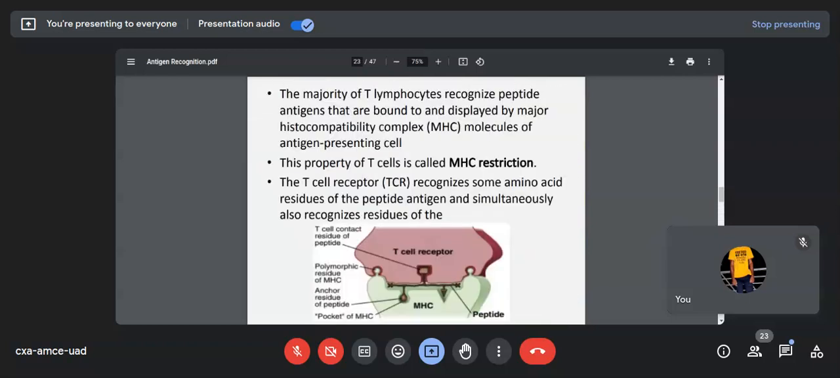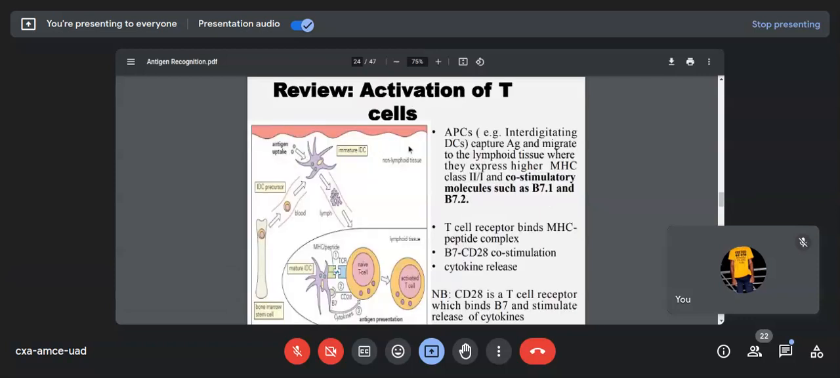Something that I didn't talk about that I want you to know is that T lymphocytes are able to recognize a particular type of antigen. A T lymphocyte will only recognize a particular antigen depending on the type of MHC molecule that has brought that antigen. That property of T cells being so selective is what we call MHC restriction. So that's something you must take note of.